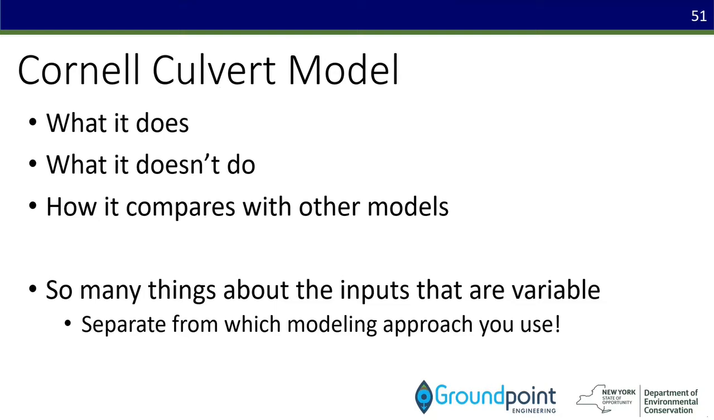So I want to talk for a few minutes about the model that we use with the Hudson River Estuary Program. And it's a model that has come out of the Department of Biological and Environmental Engineering at Cornell. And one of the key takeaways, as I mentioned before, is that the inputs, whether it's this model or any other model, right, the inputs have a huge impact on the outputs.